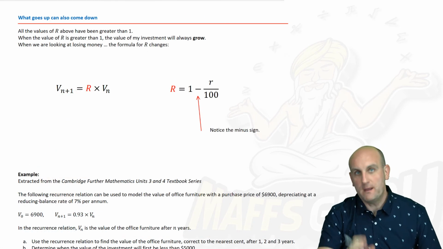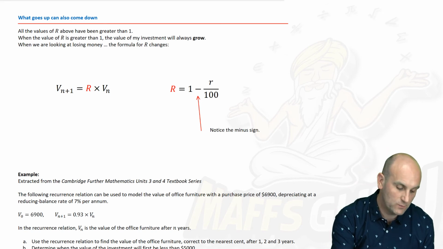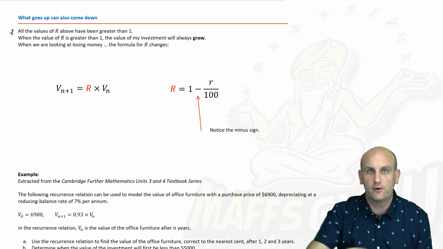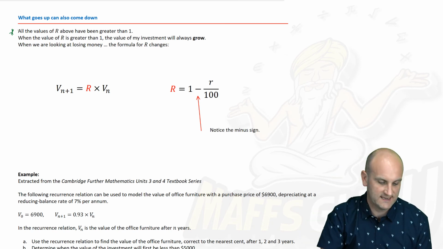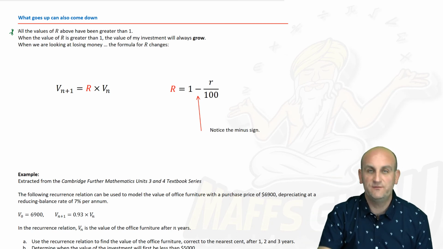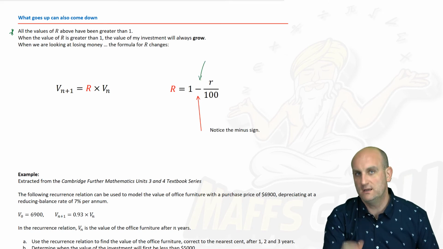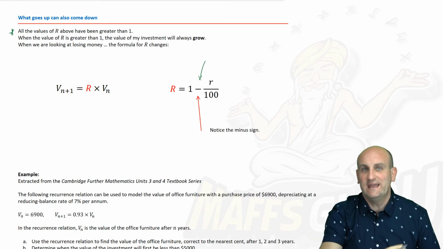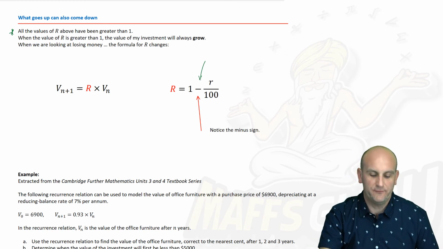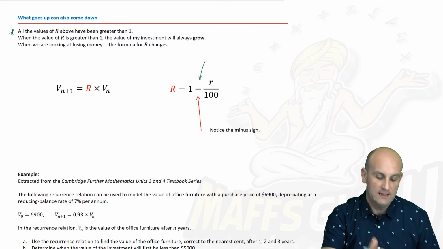And what we've said, remember earlier, is what goes up can come down. Our values that were greater than 1 gave me that growth. Our values less than 1 gave me a decay. We don't like decay. So we need to be very careful now when we're dealing with decay that our formula slightly changes for R. When we are decaying or depreciating or whatever else, our R value isn't 1 plus R over 100, it's 1 minus.